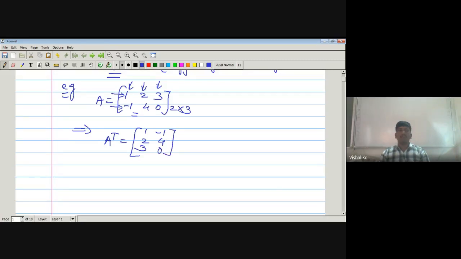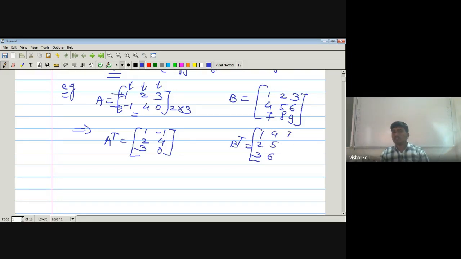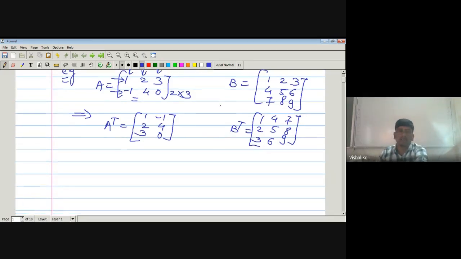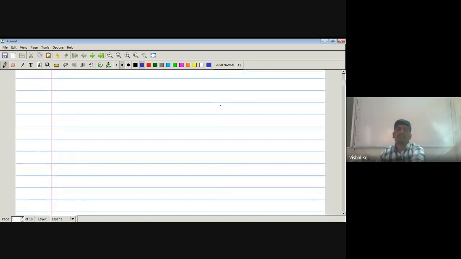So in this way we can find the transpose of any matrix. For example, if B is equal to 1, 2, 3, 4, 5, 6, and 7, 8, 9, then B transpose is nothing but the first row as the first column, that is 1, 2, 3, the second row as the second column, that is 4, 5, 6, and the third row as the third column. We just replace the rows and columns of the given matrix, and the matrix obtained is the transpose of the given matrix.